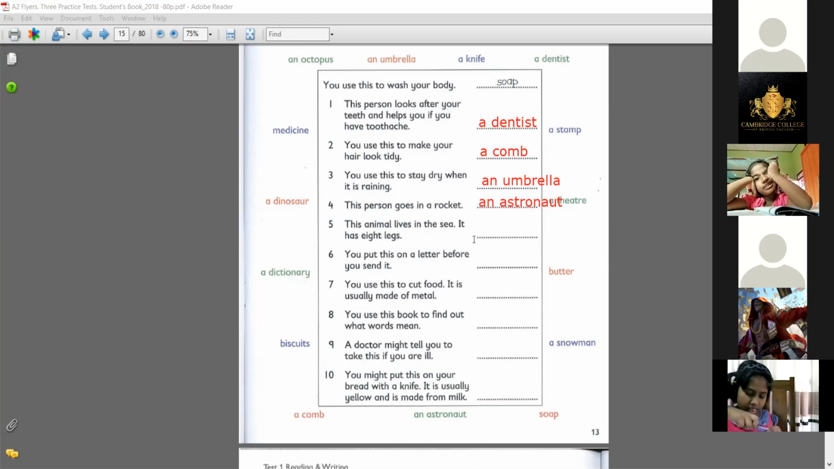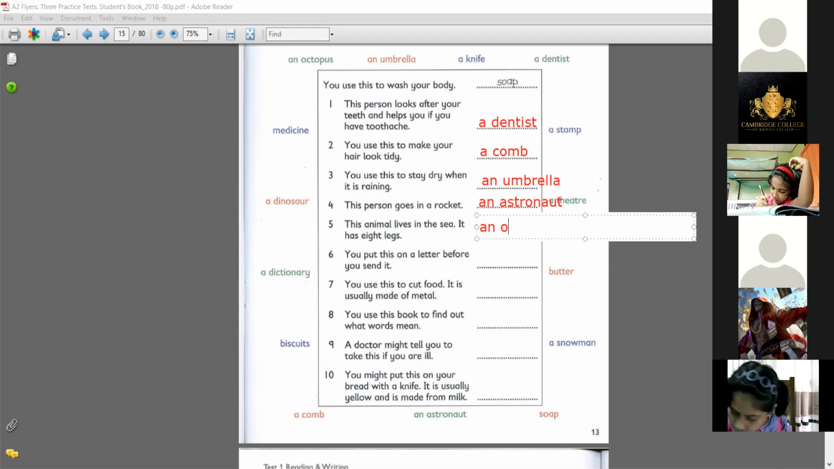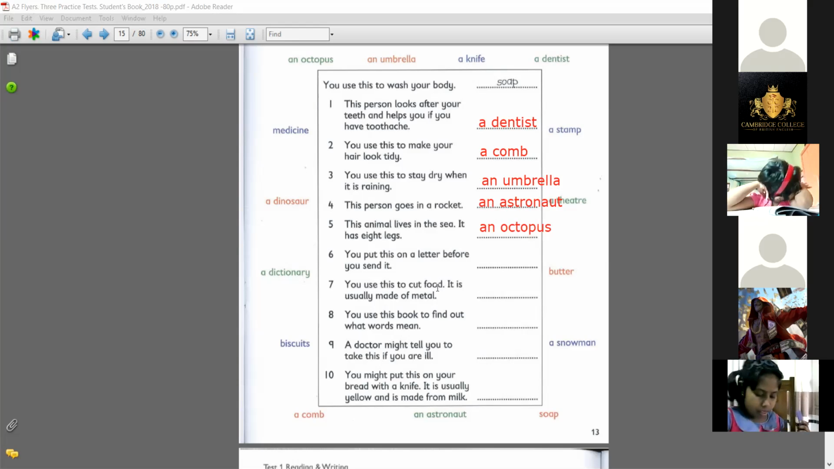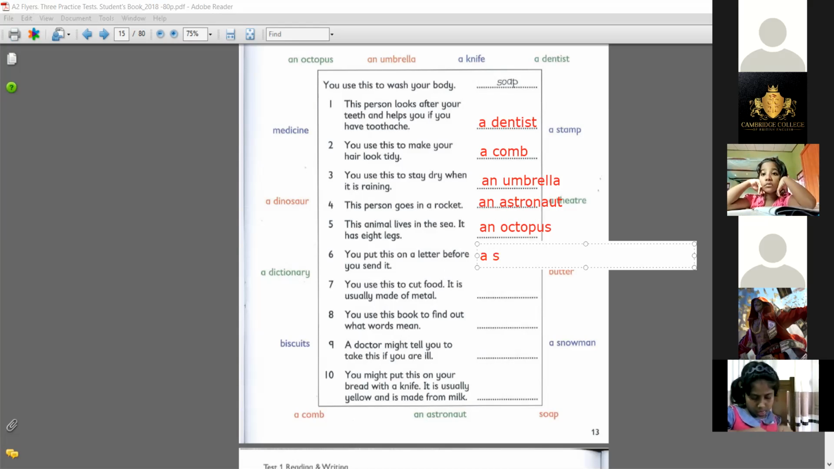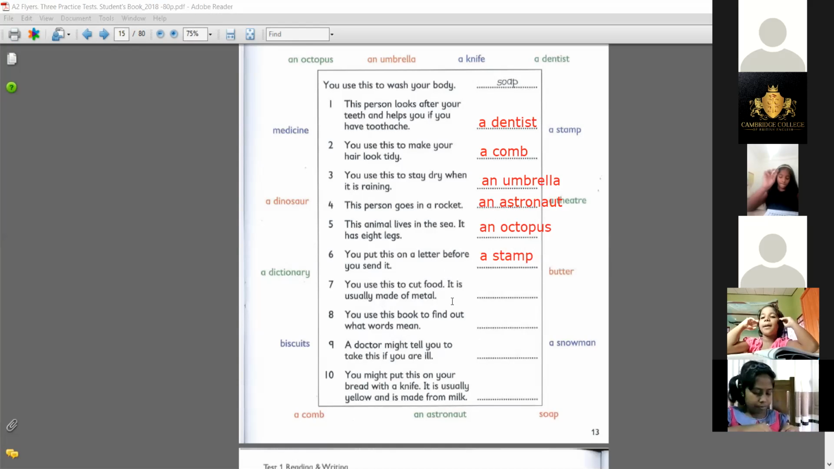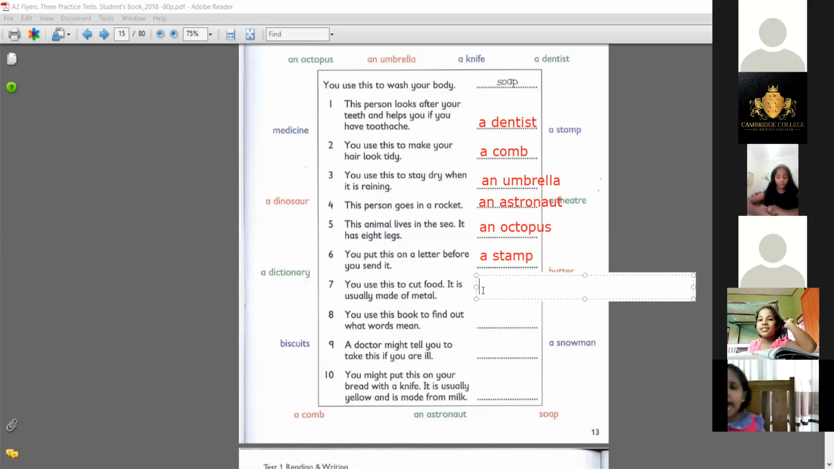Next one, this animal lives in the sea. It has 8 legs. An octopus. Yes, an octopus. You put this on a letter before you send it. You want this before you send a letter. Yes, a stamp. You use this to cut food. It's usually made of metal. A knife. Yes, a knife.